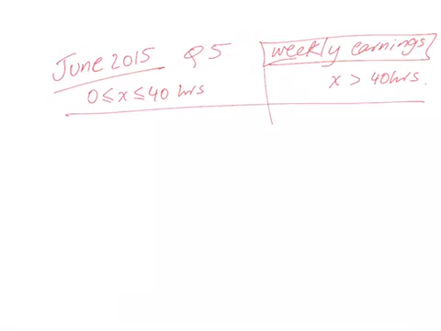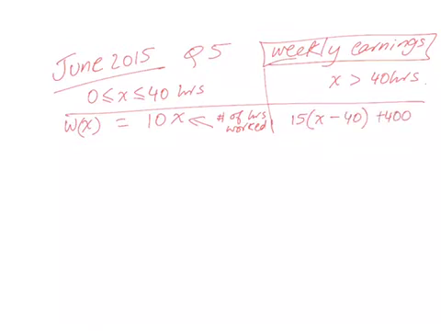So when you're working between 0 and 40, your formula is 10 times x, where x is the number of hours worked. And when you're working more than 40 hours, your formula is 15 times x minus 40 plus 400. Right? So they're saying that you want to find the difference. Difference means subtraction.